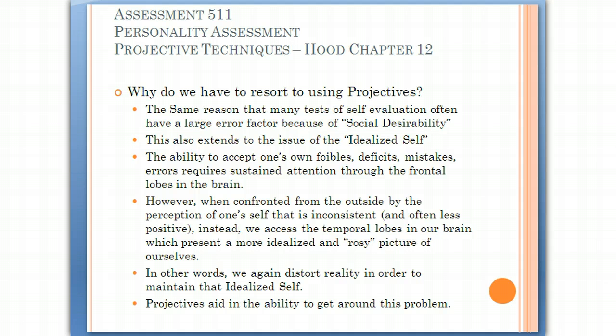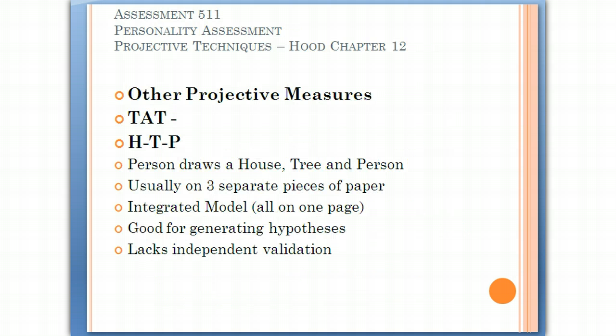My wife was talking about brain research. We oftentimes talk about what's happening in the neurobiology, the interpersonal neurobiology area, and she was talking to me about the ability to accept one's own foibles or deficits or mistakes or errors really requires sustained attention through the frontal lobes in the brain. That is, being able to stop and be able to think and keep yourself there.